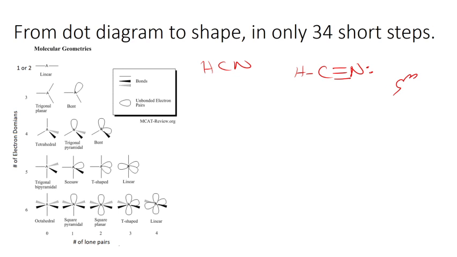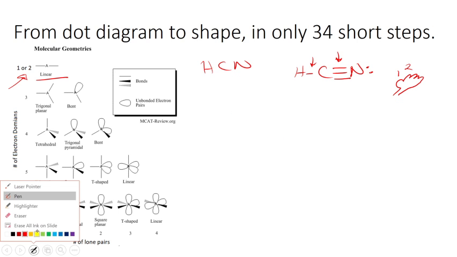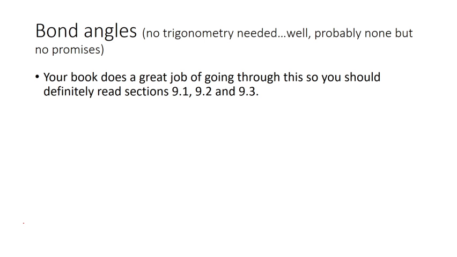Now, if you count on your fingers again, looking at carbon, carbon has 1, 2 electron domains, right? Because any bond, single, double, or triple, counts as 1 electron domain. So we have 1 single bond, 1 triple bond. We have 2 electron domains, and in this case, there's only 1 shape for 2 electron domains, and this molecule is linear. Okay, great. Bond angles. So, bond angles, this is what we are going to add to this.